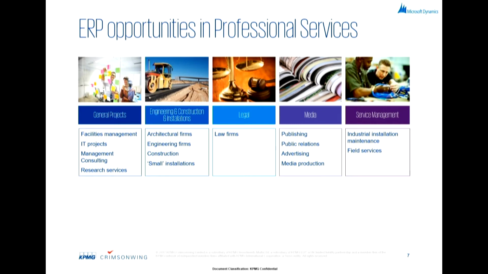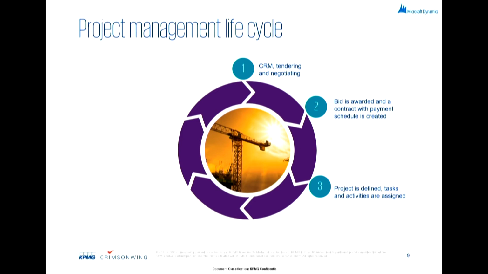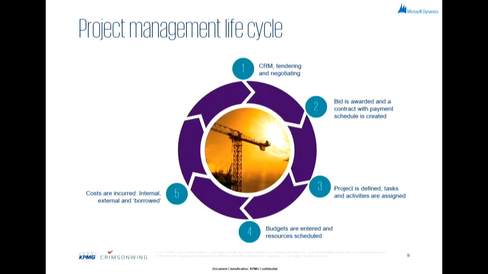So if you look at the project management life cycle, the first step is basically the bid and pitch process. If the bid is successful, then the paperwork of drawing up the contract and the payment schedule is taken care of. In the third stage, the project is actually defined, and the work breakdown structure along with the detailed project planning is achieved. The fourth step is where resource scheduling takes place and budget planning happens. The fifth step is essentially where the project kicks off and the costs are incurred. And then finally, the last step is where the invoice is generated and revenue is recognized.